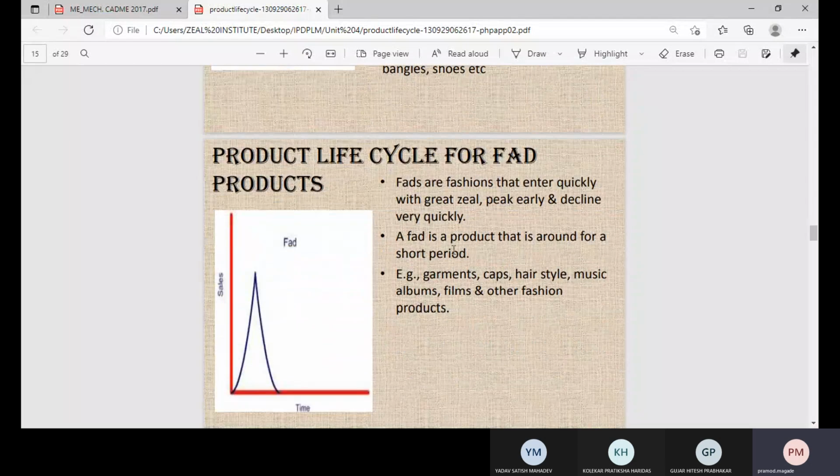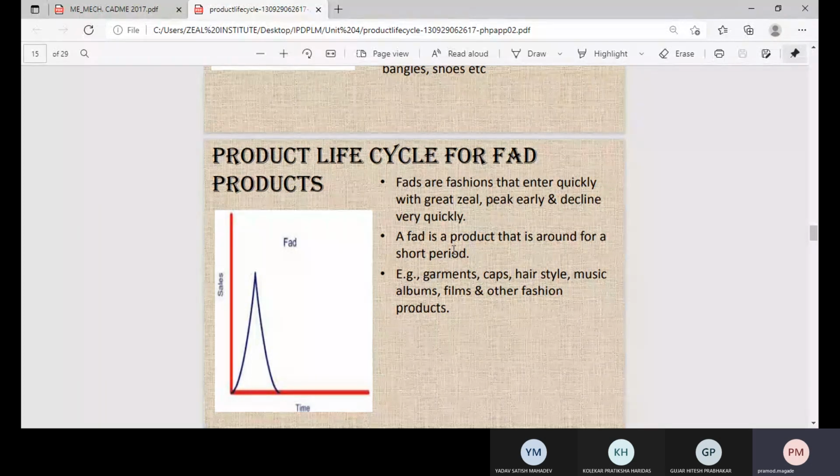Now, this is about the another part is called as fad. Again, it is a part of the fashion product life cycle for fad. So that fashion is for particular time only. So fads are fashions that enter quickly with great zeal, pick up early and decline very quickly. That we called as a fad.